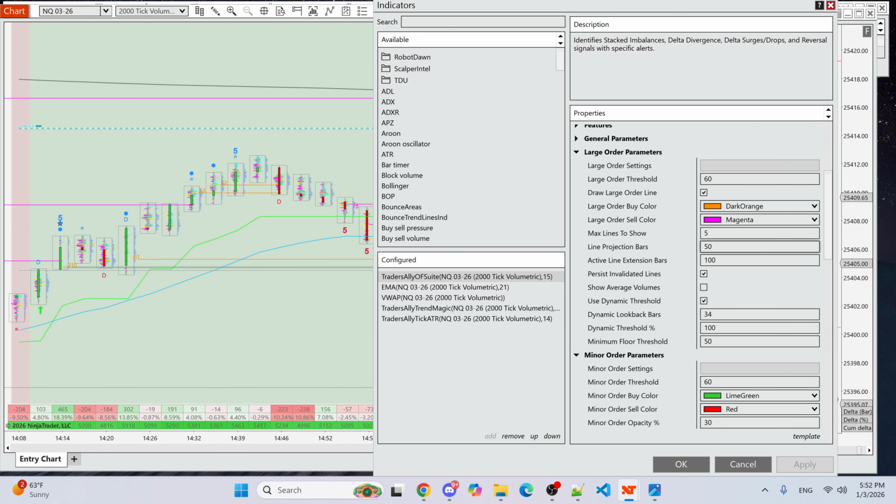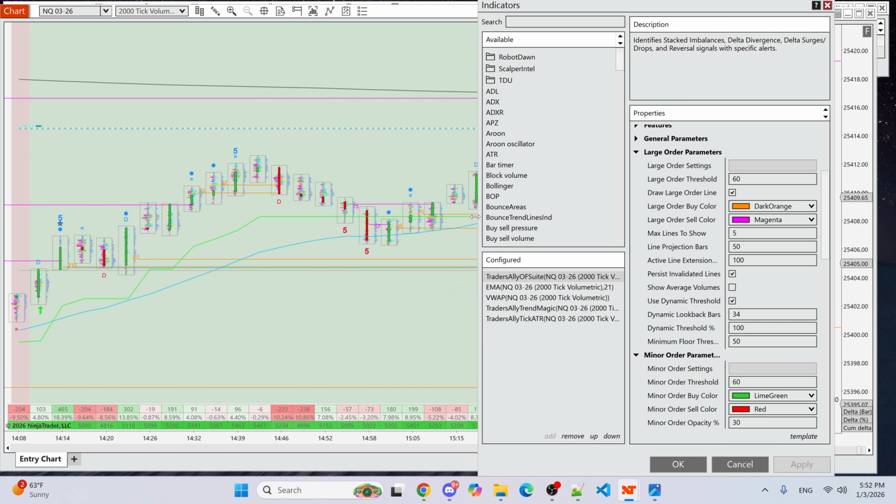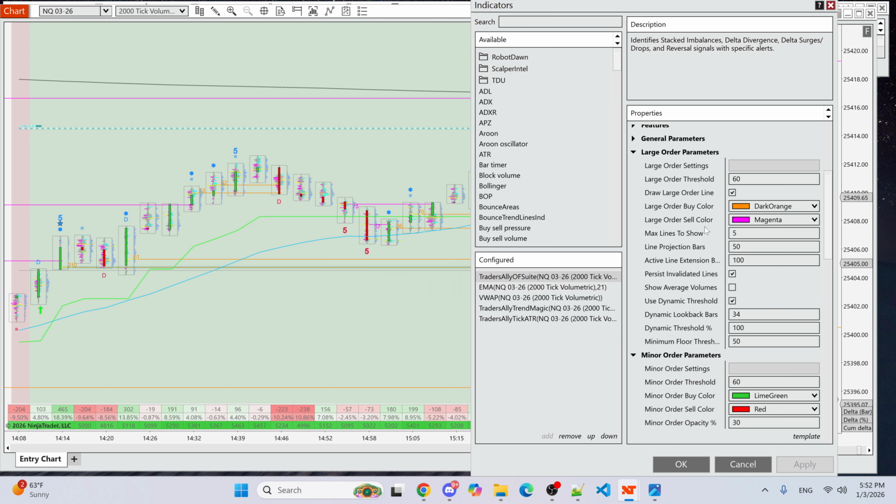Now for large orders, for large buy orders, they are represented with a dark orange line, right? And a large sell order is represented with magenta color, which was this color, okay? And a large buy order, this orange line.